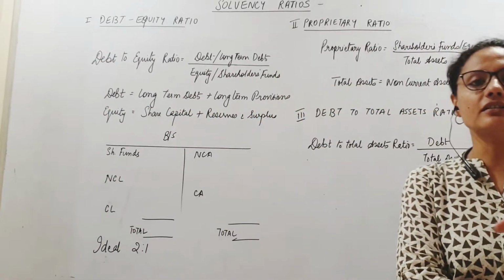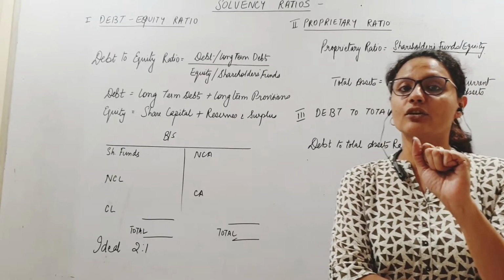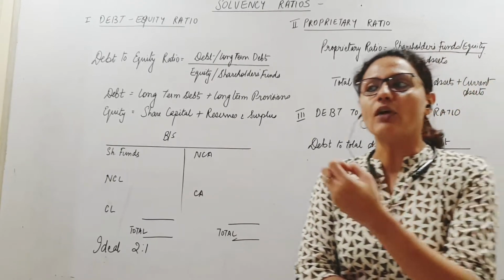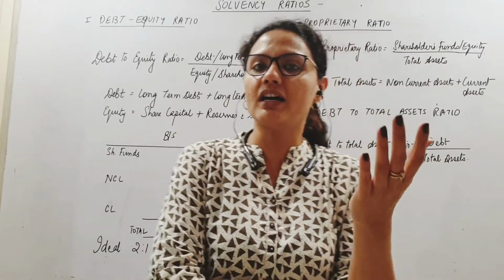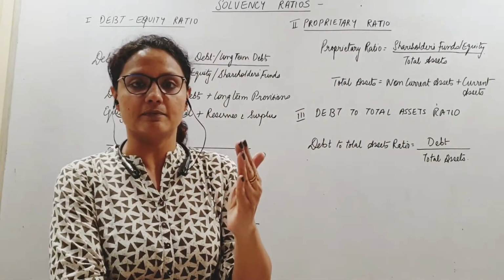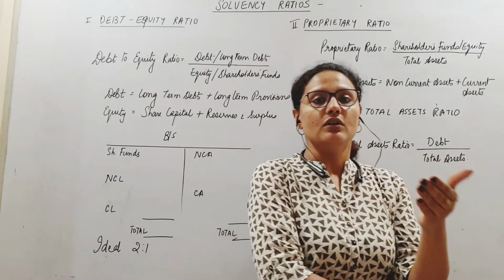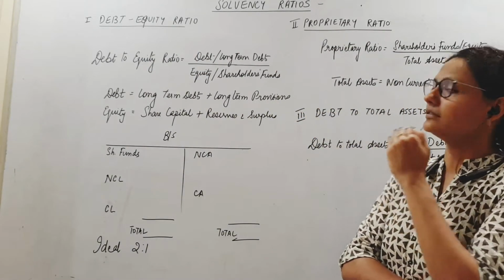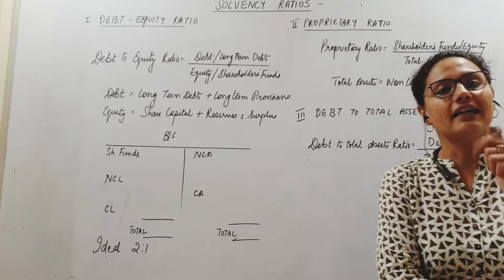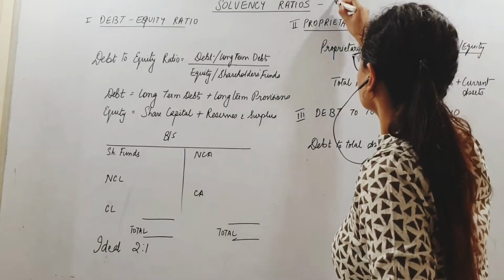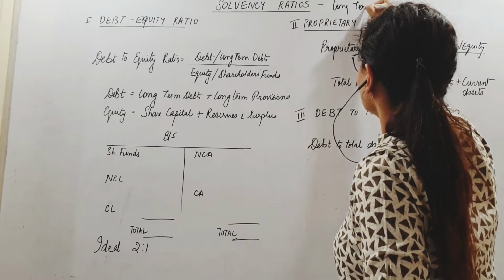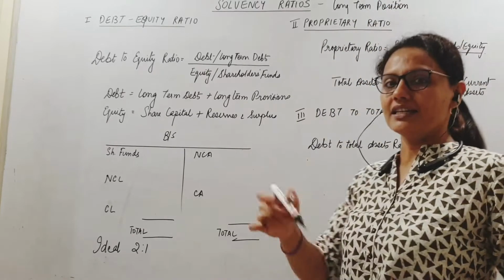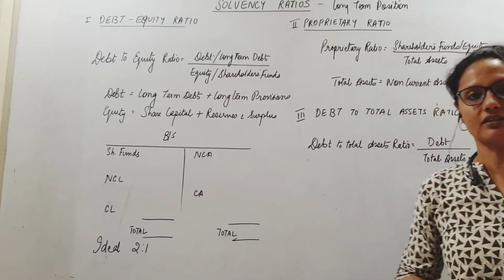Those measured short-term solvency because we were focusing on what? The current assets and current liabilities. We were trying to find out how much assets we have to pay off our liabilities in the short run. Correct? Right now, we are moving to the next set of ratios called the solvency ratios. And here we are talking about the long-term position of the business, not just the immediate position or short-term position.